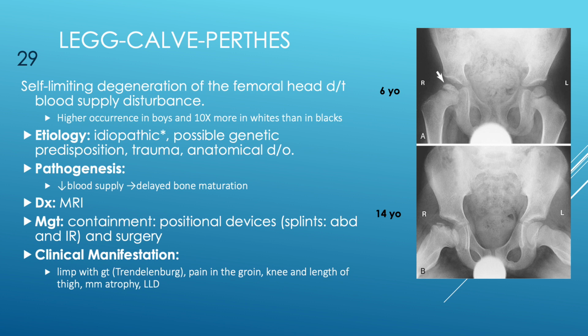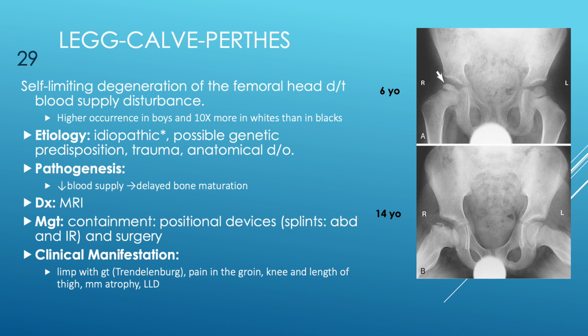Legg-Calvé-Perthes disease is a self-limiting degeneration of the femoral head due to disturbance in blood supply. It is more prevalent in boys, with a 10-fold higher incidence in white individuals compared to black individuals. It is idiopathic, of unknown cause, with possible genetic predisposition. Trauma and anatomic disorders may contribute.